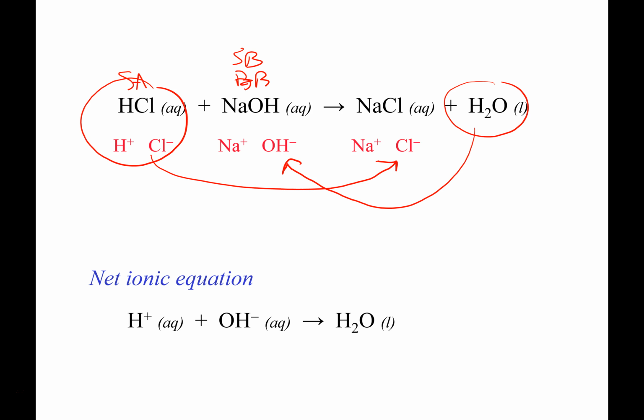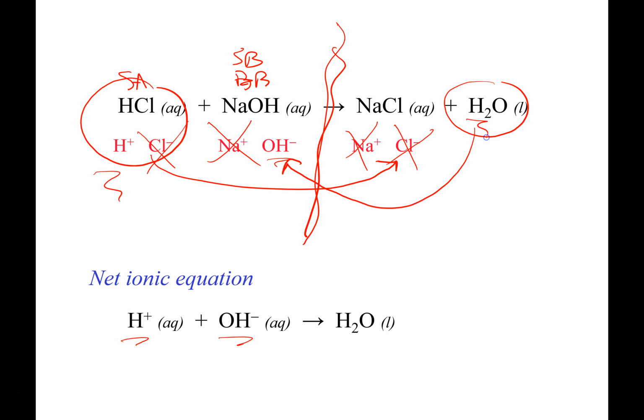This slide kind of confuses me a little bit. But if you have the same thing on either side of the reaction arrow, like we have the chloride ion here, the chloride ion here, the sodium ion here, the sodium ion here, we can remove them as spectator ions. That's why you see we're left with H+, OH-, and H2O. The net ionic equation for all acid-base reactions like this will look like this. They'll all have the same form.